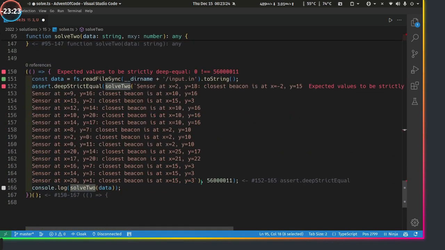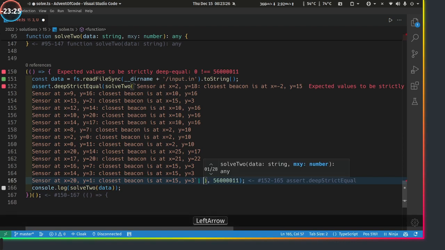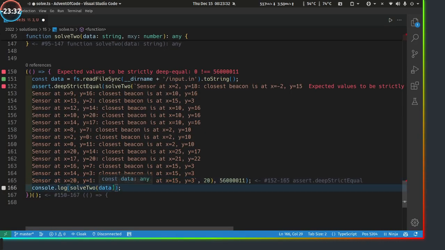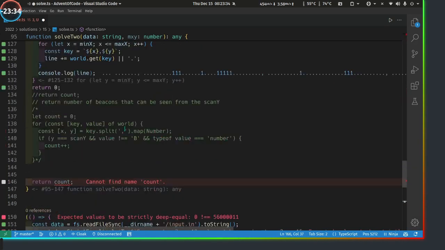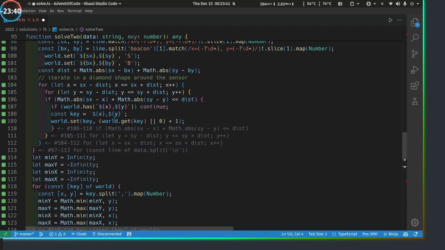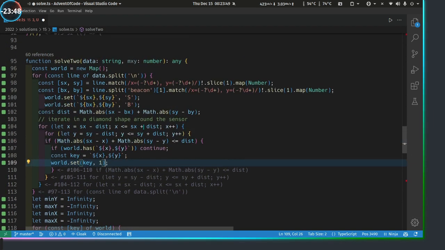I see no way this is running efficiently. Yeah, max XY is 20, and for you it's 4 million. So what I now need to do is loop through all positions. What are you doing in the map? World set key to 1. Stop doing math. We didn't ask for any math. Technically, this needs to be a set anyway. Oh yeah, we're looking for the one that doesn't exist.